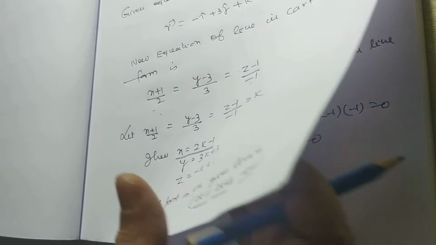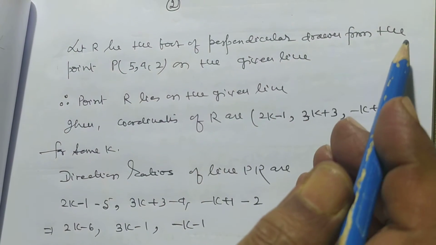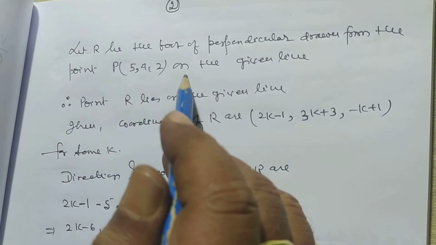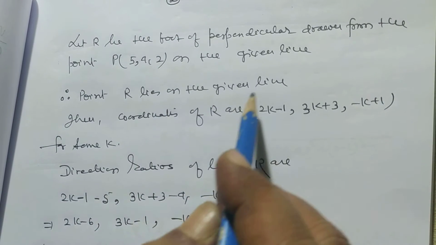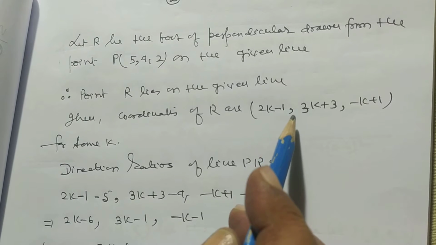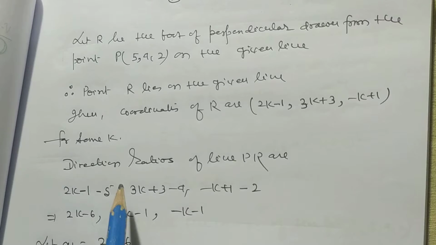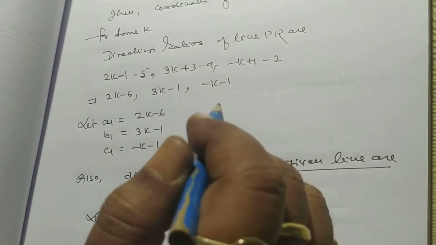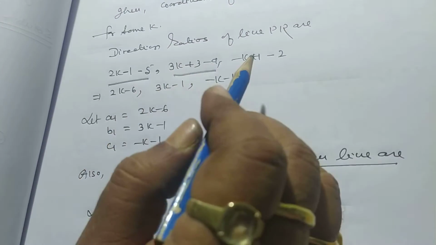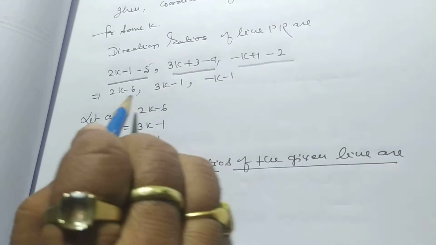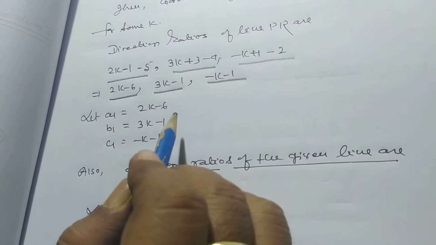So here the general point on the given line is (2k minus 1, 3k plus 3, minus k plus 1). Now we want to find the direction ratios of PR. Let R be the foot of the perpendicular drawn from the point P(5, 4, 2) on the given line. Point R lies on the given line. Then the coordinates of R are (2k minus 1, 3k plus 3, minus k plus 1) for some value of k. So the direction ratios of line PR are 2k minus 1 minus 5, 3k plus 3 minus 4, minus k plus 1 minus 2, that is 2k minus 6, 3k minus 1 and minus k minus 1.